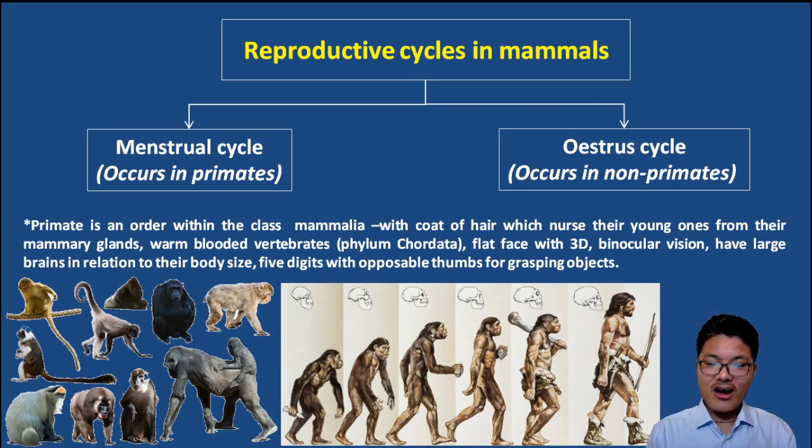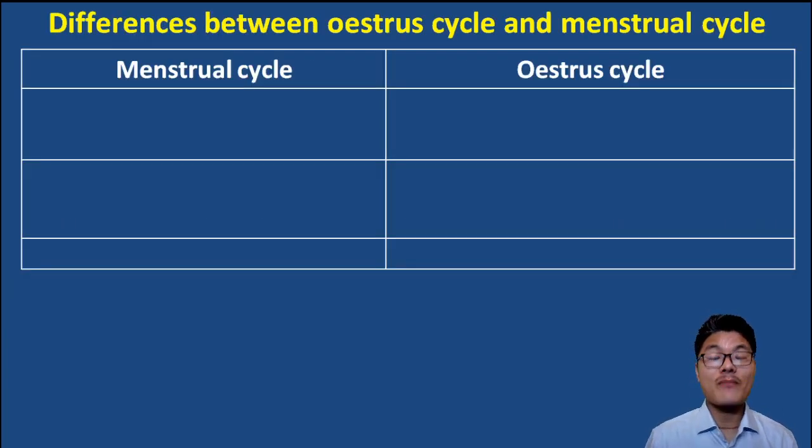So primates are mammals, and they are also chordates, and they are unique in their brain, and the size of the brain is large, and they are able to feed the young ones. That is mostly done by female mammals. Okay, without discussing much about primates, let's see the differences between the menstrual cycle and the estrous cycle.